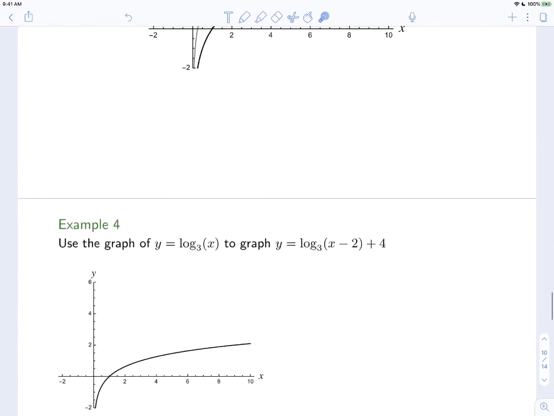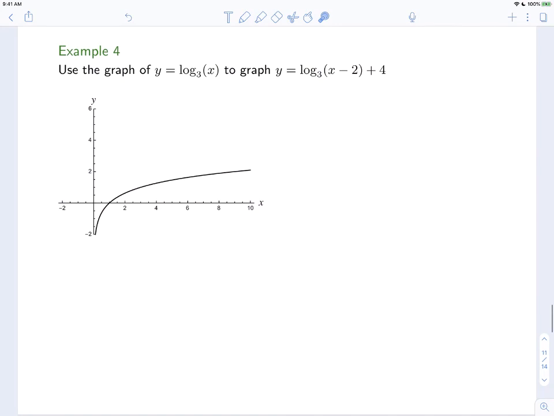Let's do another one. For this one, once again, we're given the graph of y equals log base 3 of x. And now we're asked to find the graph of y equals log base 3 of x minus 2 plus 4. Again, we can think of this one in terms of shifts. This x minus 2 tells us to shift to the right by 2, and this plus 4 tells us to shift up by 4. But let's go ahead and do this as we've been doing it. So the first thing to do is to find the domain.